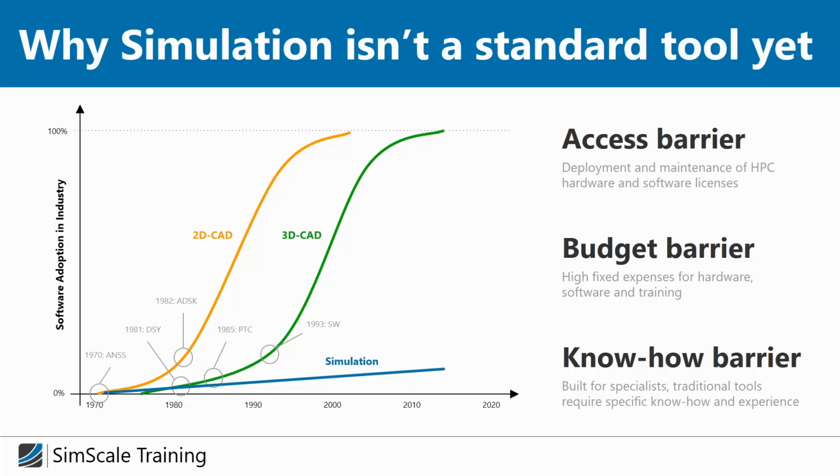I don't want to talk too much about that graph, but basically that graph is representing which fraction of engineers in the industry are using a technology. And you can see the orange and the green line representing 2D and 3D CAD, as well as a blue line representing the adoption of 3D engineering simulation. And as you can see, especially compared to CAD, the industry adoption is very, very low for simulation. And there are basically three reasons. One reason is what we call the access barrier.